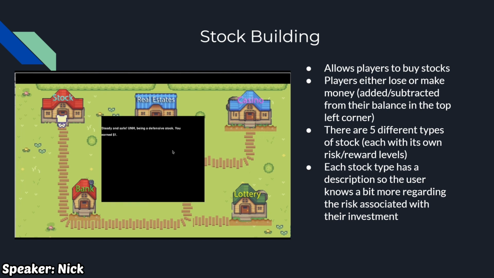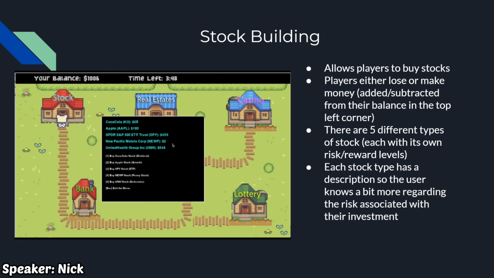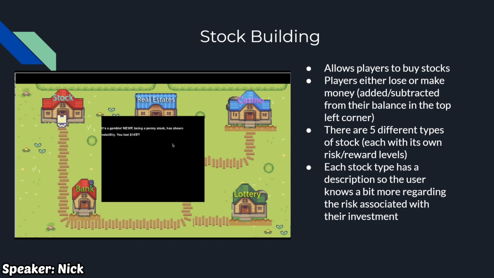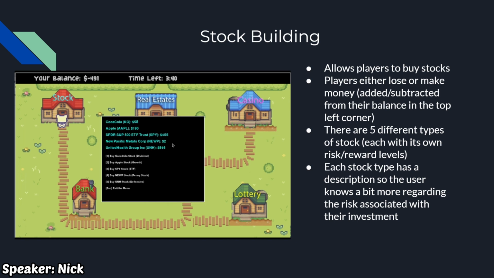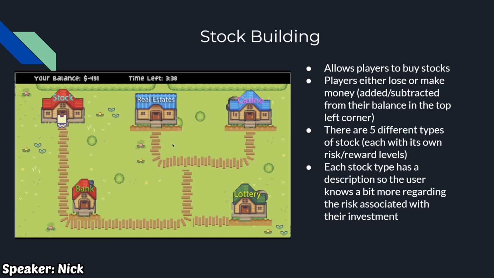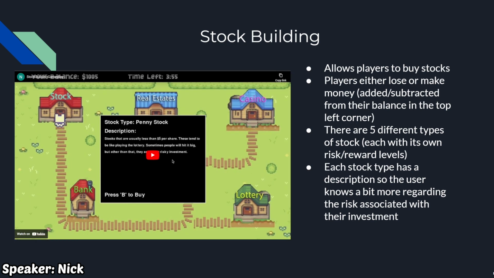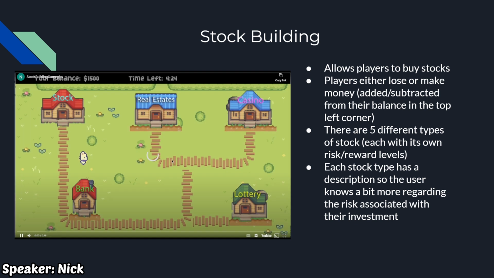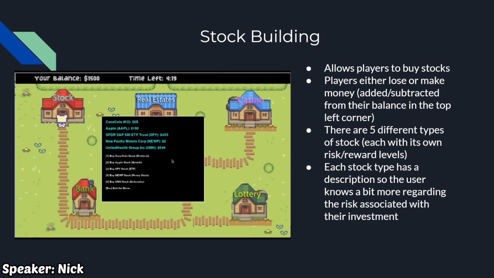Obviously, a penny stock has a very slim chance of a very good outcome. Most of the time, it's going to be bad, but that outcome can fluctuate depending on your investment. We allow the user to select one of those, buy it, and then depending on which type, they'll either make money or lose money.